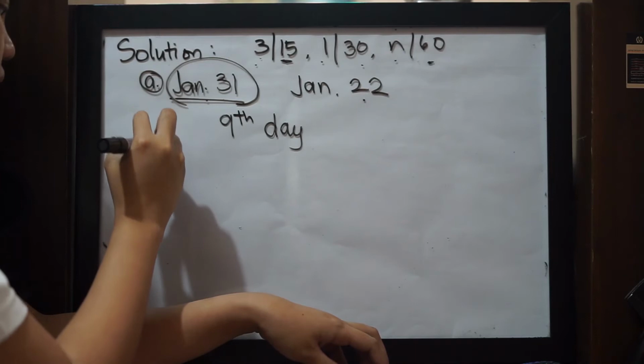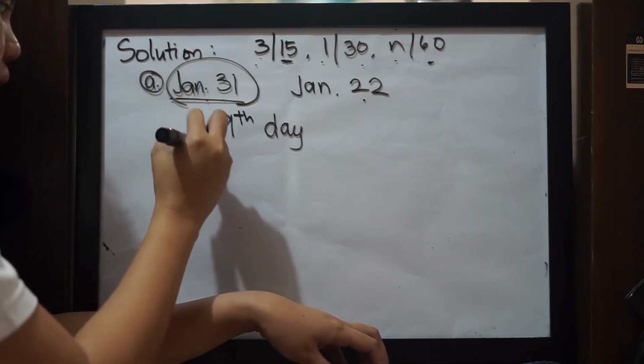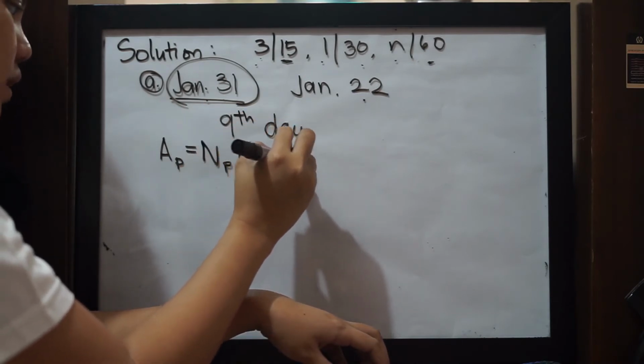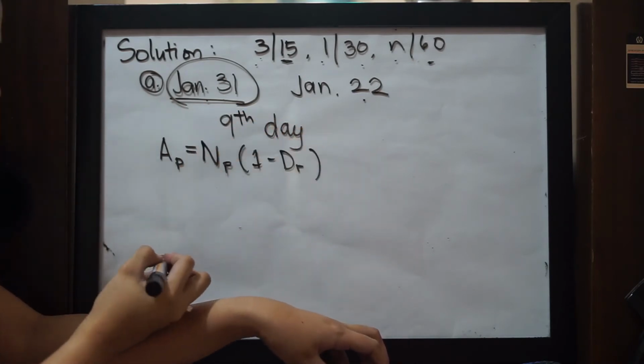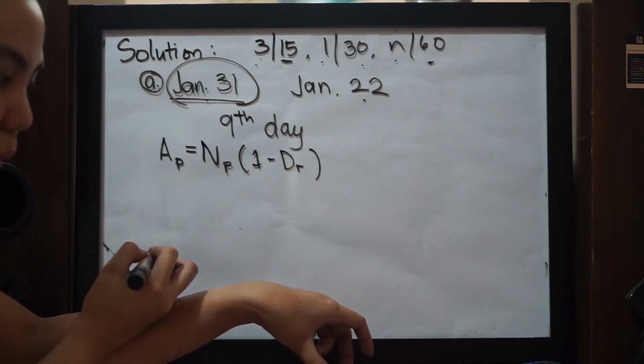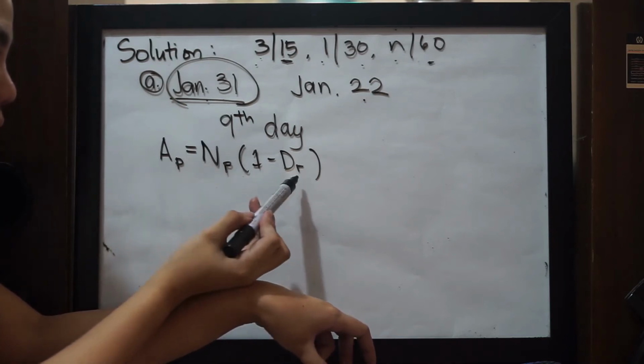So, going back to the formula for the amount payable, we have the net price multiplied by the quantity of 1 minus D sub R. If you ask me, ma'am, do we have to write the formula for the amount payable all over again? No need. You can directly substitute the values for N sub P and D sub R.